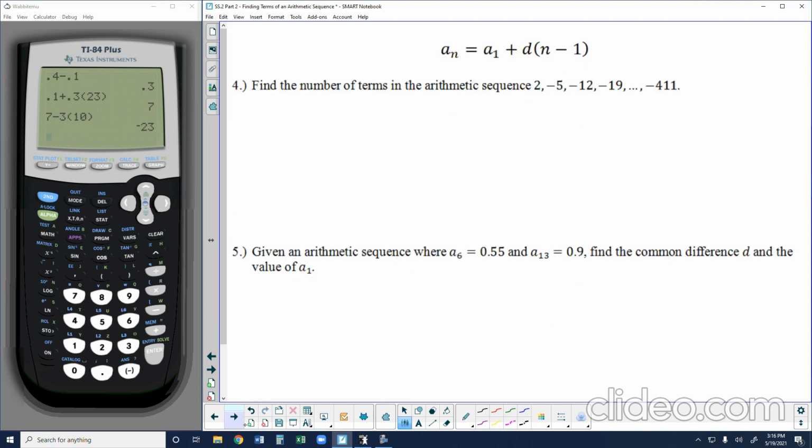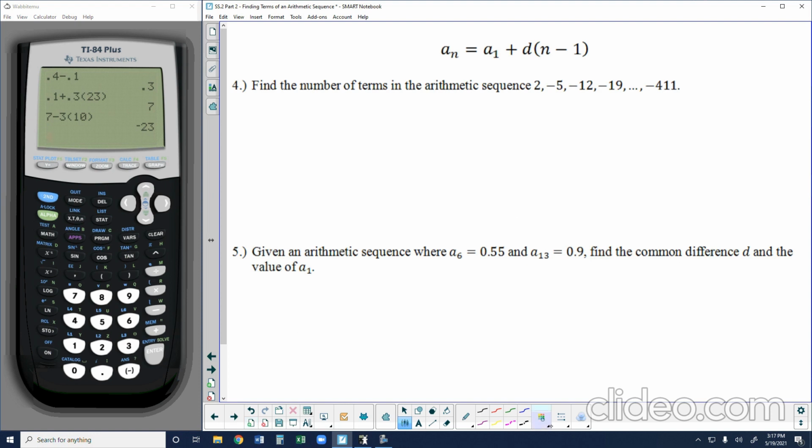Let's take a look at some other examples where we can use the formula, this explicit or general formula for a sequence. In problem number 4, it says find the number of terms in the arithmetic sequence 2, negative 5, negative 12, negative 19, all the way up to negative 411.